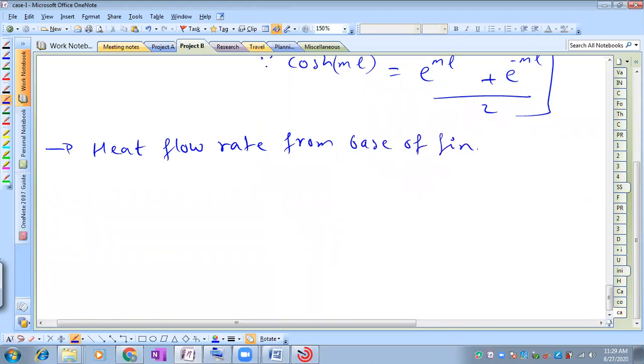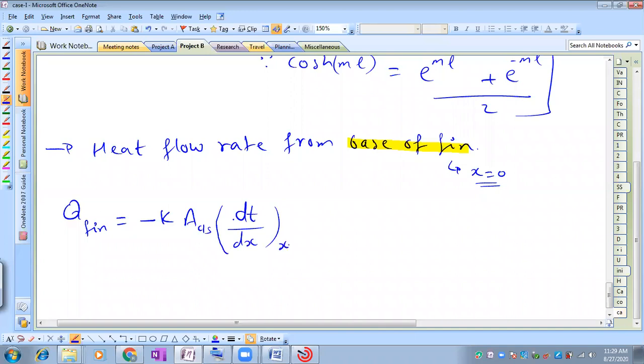As I told you, this is to be remembered. The base of the fin means what? We are considering the x part to be equal to 0, which means your x will be equal to 0. So if I apply the Fourier law of heat conduction, Q of fin is equal to minus kA, where A is the cross-sectional area, into dT by dx, where dT by dx is the temperature gradient at x equal to 0.